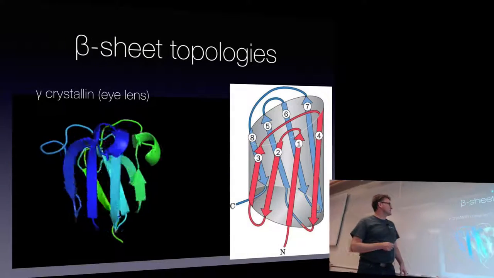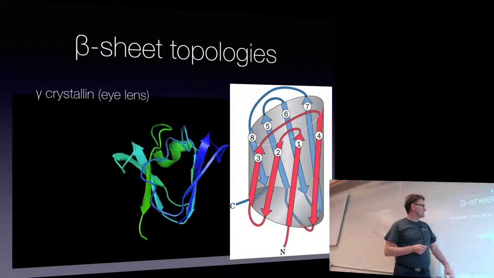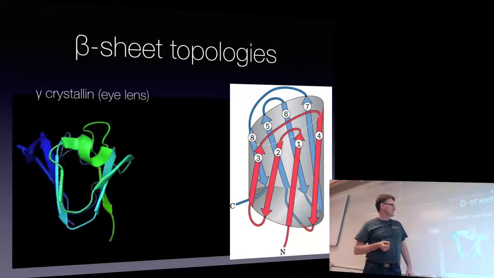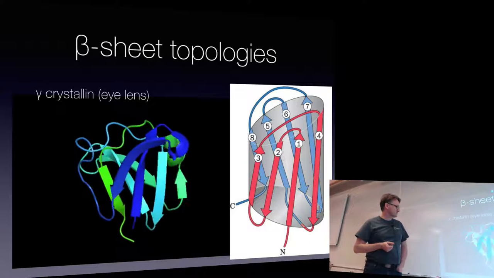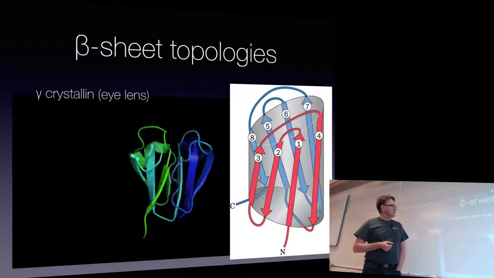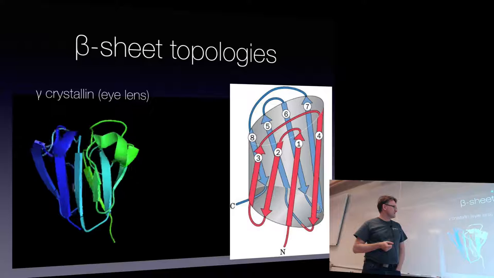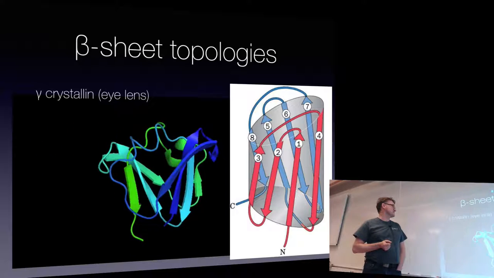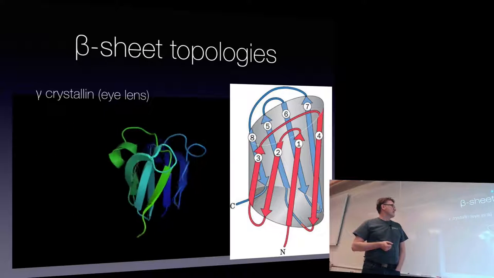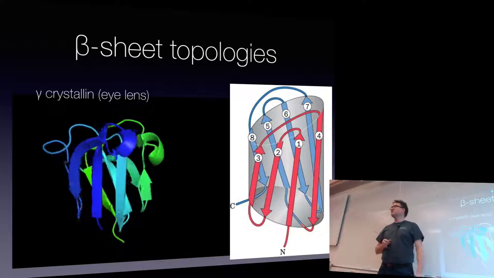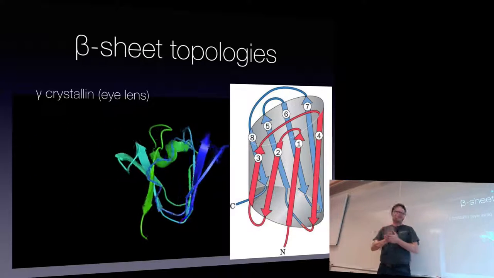We'll get back to the immunoglobulins. This is another small beta sheet protein that you have in the lens of your eye, gamma crystallin. Super small protein. If you look at the structure, you obviously see the beta sheets. There's even a tiny helix up there. And these things might look disordered, but remember what I said: the only reason we see them is that they are ordered in the crystal.